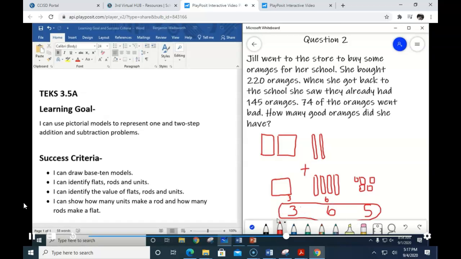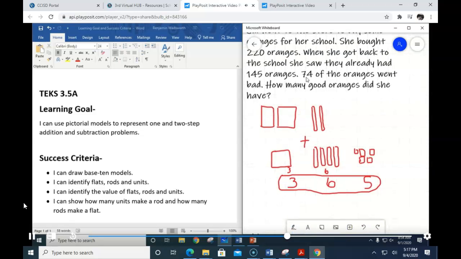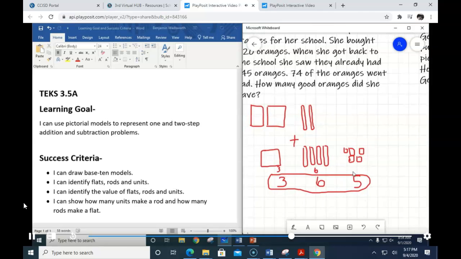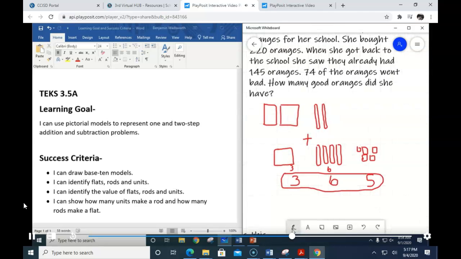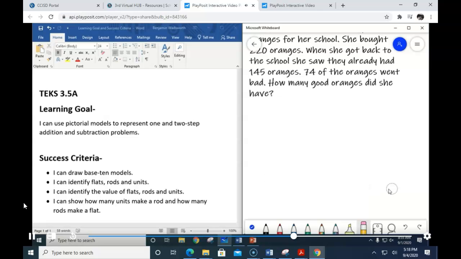Now, that was step 1, right, guys? So since that was step 1, we still have a little bit more to do before we have our final answer. Because 74 of these oranges went bad, right? So now we have to take this number and subtract 74 from it to find out how many oranges Jill ended up with, okay? So we're going to go ahead and erase this. Okay, 365 was our number.